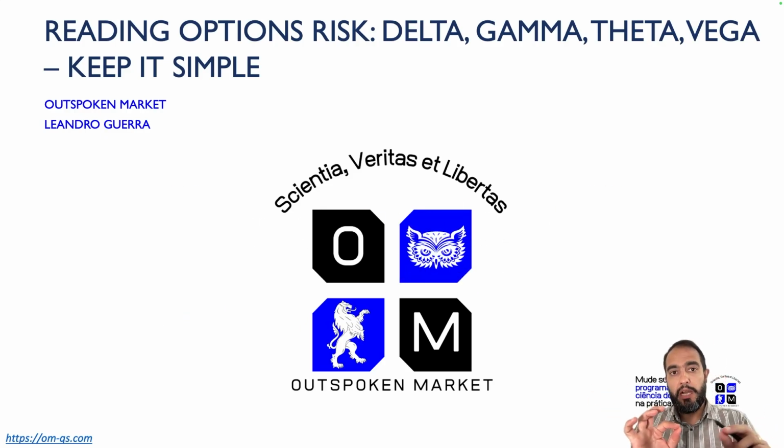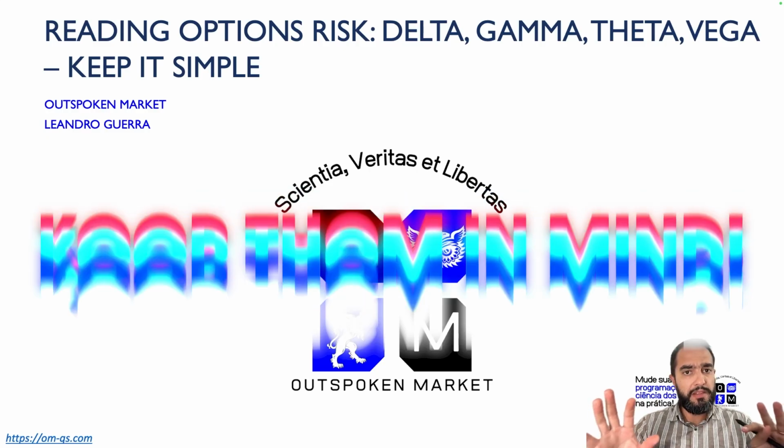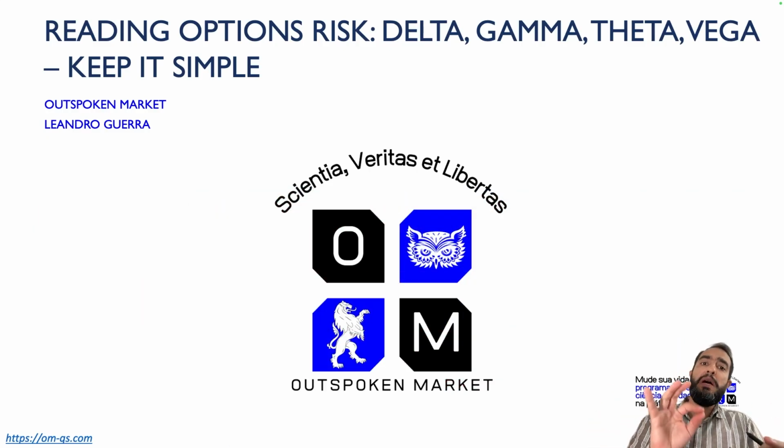We are going to learn how to use delta, gamma, theta, and vega. There are other Greeks for the options, but they are not necessary. You can do 90% of everything that you need when trading or hedging your portfolio if you know by heart the content of this class from these four Greeks.